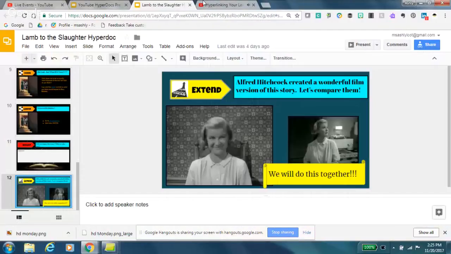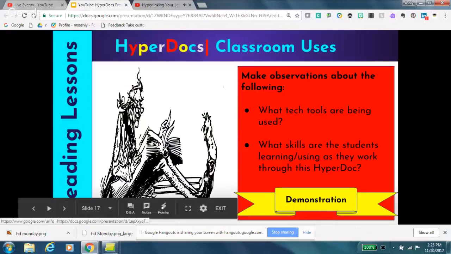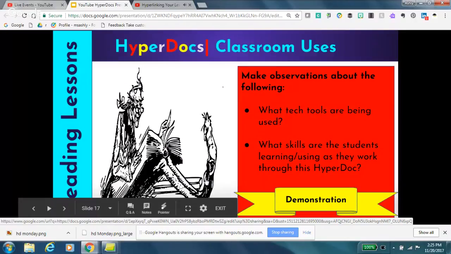Most HyperDocs have an extend version. What that does is it really helps you to differentiate your instruction. So for those students that work really quickly versus others that move slowly, if they get done, they can go to the extend version, and that's where usually you're going to include something where they can continue to explore the topic.